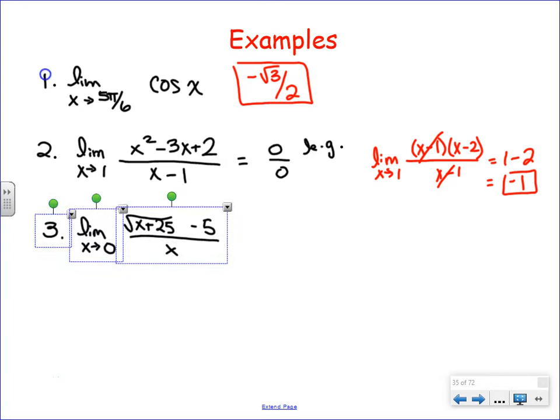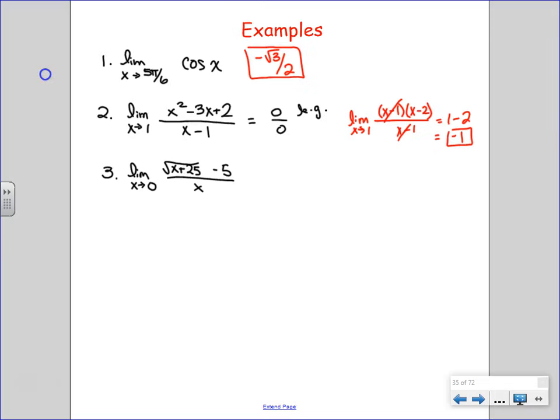Show the work that gets there. I did it all mentally. I'm so proud, but you have only 40 minutes on the exam. So now you multiply by the conjugate. Multiply by the conjugate: divided by the square root of x plus 25 plus 5. Put it on top and bottom.